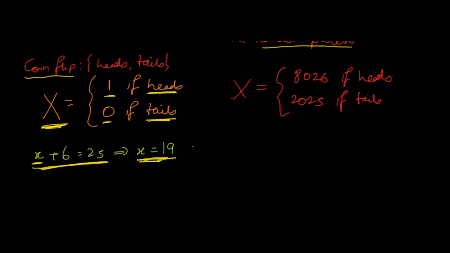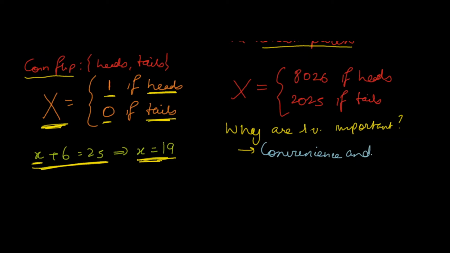So obviously, the next question that you might ask is, why are random variables important? I believe that it comes down to easy notation and convenience. It's all about the convenience and easy notation.